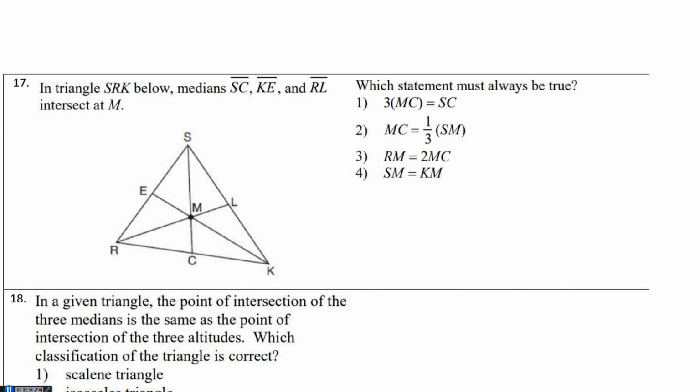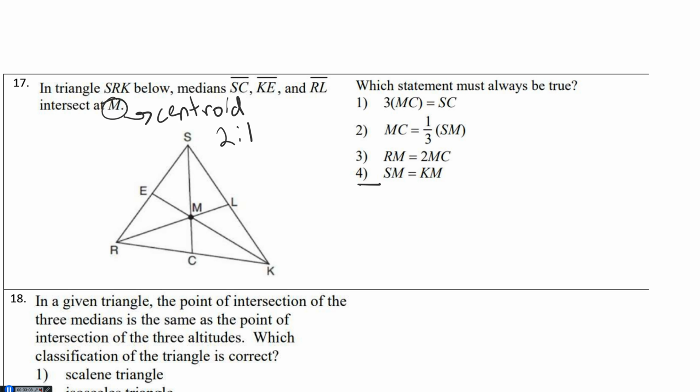Speaking of which, for number 17, in triangle SRK below, medians SC, KE, and RL intersect at M. So these are the medians intersecting at M. I know M is the centroid because we're talking about medians here. So I'm thinking to myself that 2-to-1 ratio. It says which statement must always be true. So I'm going to start with number 4.